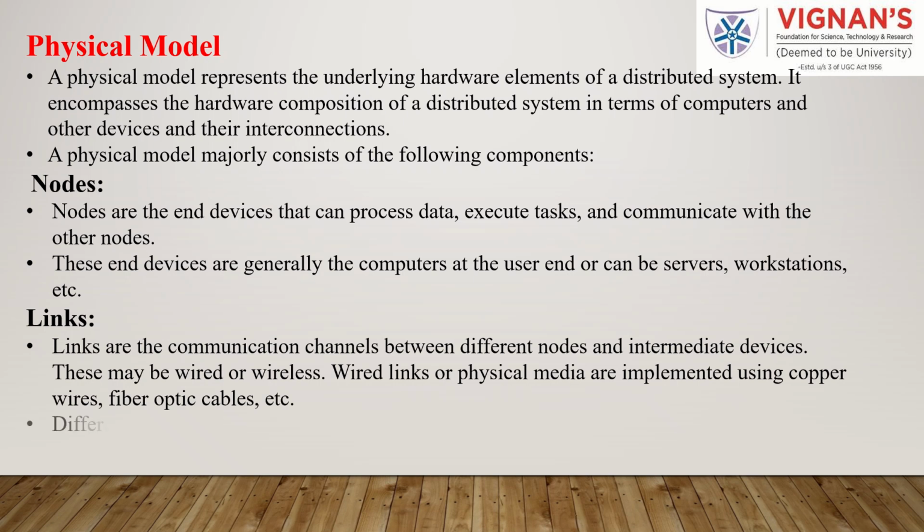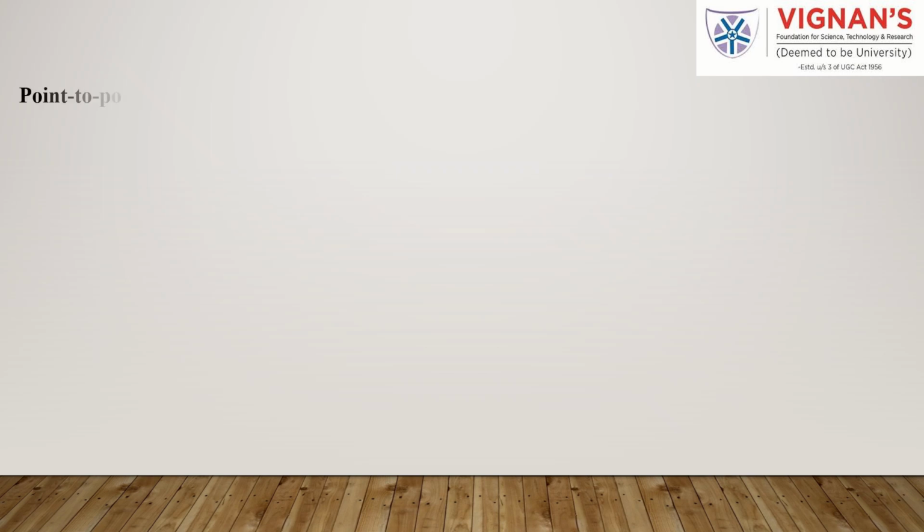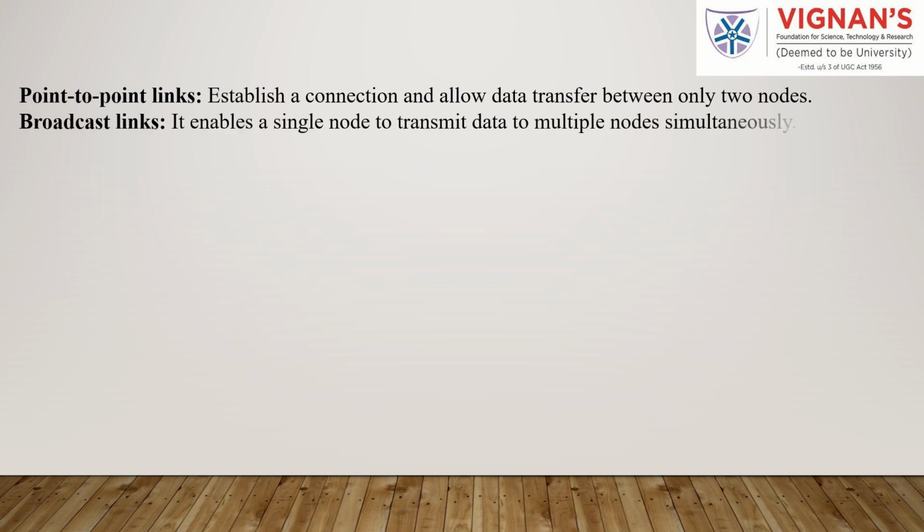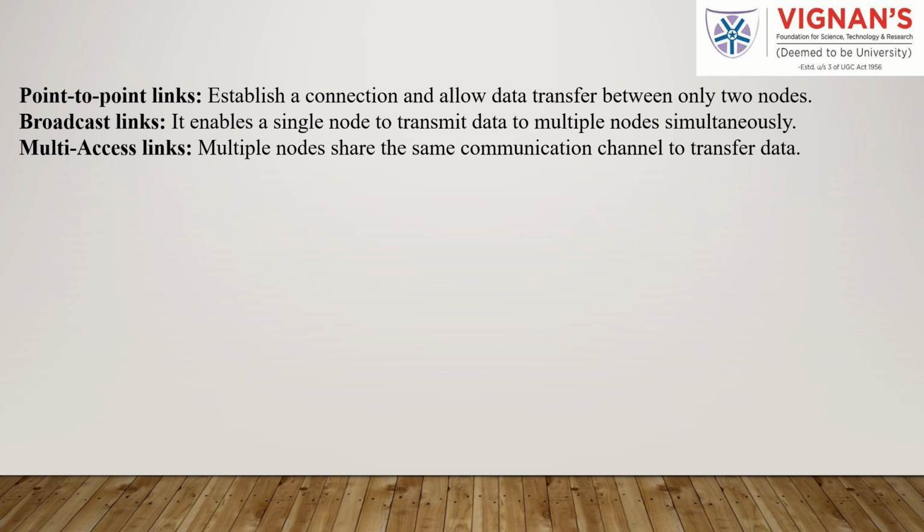Different connection types that can be implemented are as follows. Point-to-point links establish a connection and allow data transfer between only two nodes. Broadcast links enable a single node to transmit data to multiple nodes simultaneously. Multi-access links: multiple nodes share the same communication channel to transfer data. Requires protocols to avoid interference while transmission.